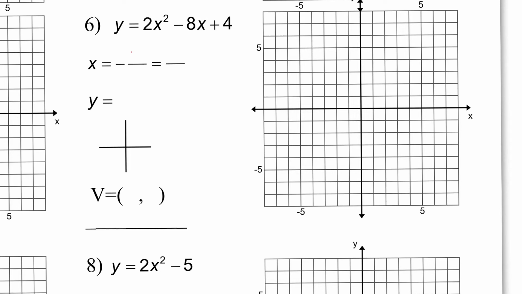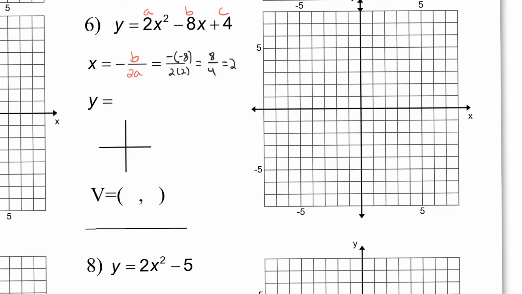It's negative b, you guys can say opposite of b, over 2a. So I'm going to label my coefficients. X squared, the coefficient is a, so we have a positive 2. B is negative 8. And c is your positive 4. Okay, so we do have everything in that equation, a, b, and c. I'm going to substitute and find the x value.